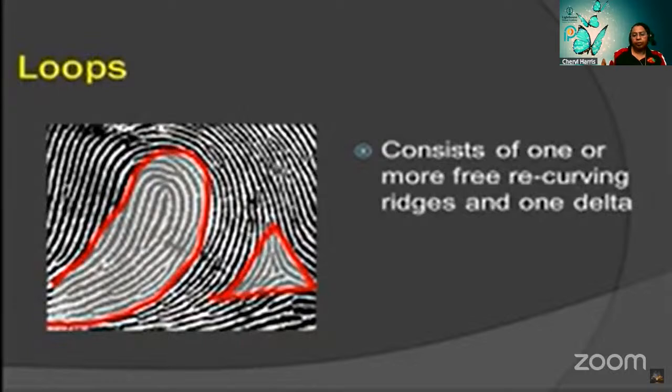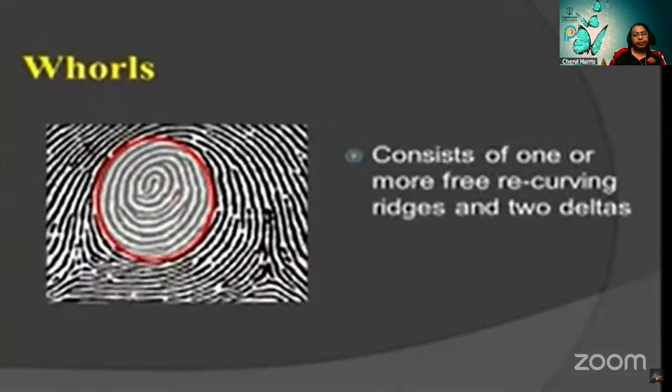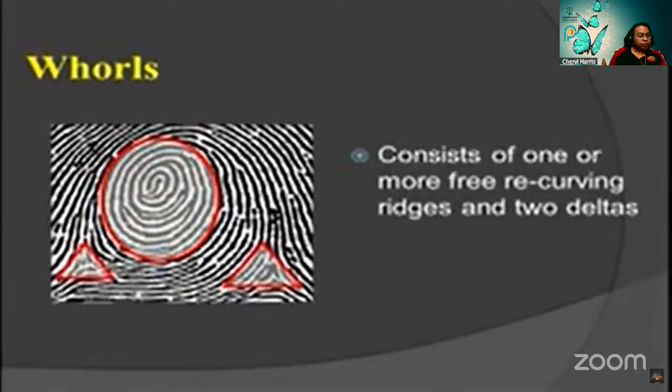Now let's know about another pattern, and that is called whorl. So whorl consists of one or more free recurving ridges and two deltas. Look at the recurving ridges, that is quite apparent, and now it will have two deltas. So whenever a fingerprint pattern is having two deltas, it will be considered as a whorl pattern. And yeah, it is also having recurving ridges.